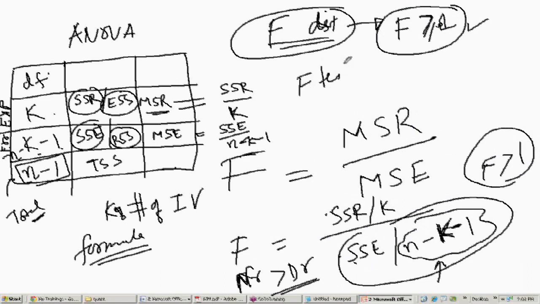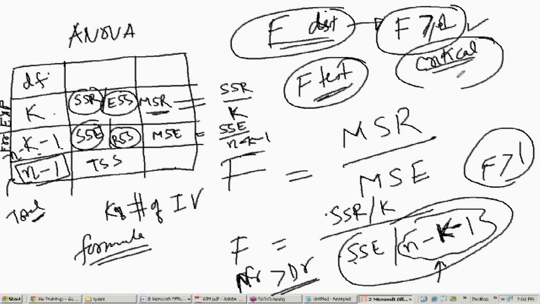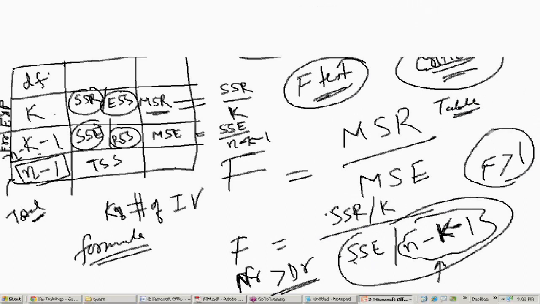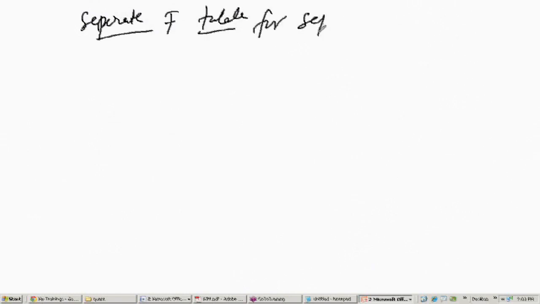Now you have to do an F test. For the F test, you first have to find out the critical value. How will you find out the critical value? For that you have to look into the table. Unlike the Z distribution or T distribution, you have a separate F table for each different alpha.